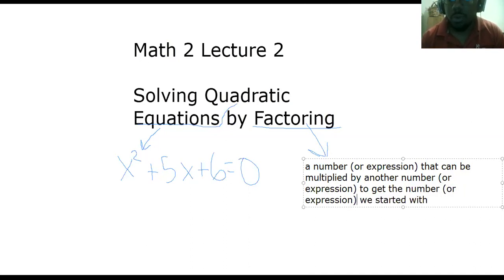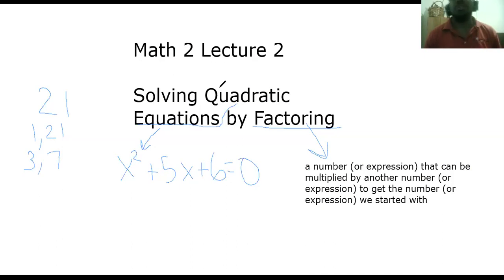So for example, what if I just ask for factors of 21? There I would basically just be asking what numbers can I multiply together to get 21? So for example, I can multiply 1 by 21 and get 21. I can also multiply 3 by 7 and get 21.